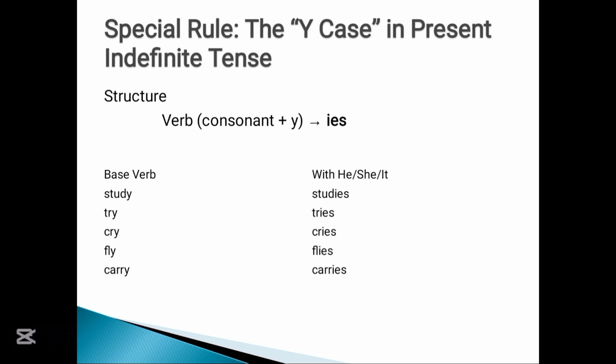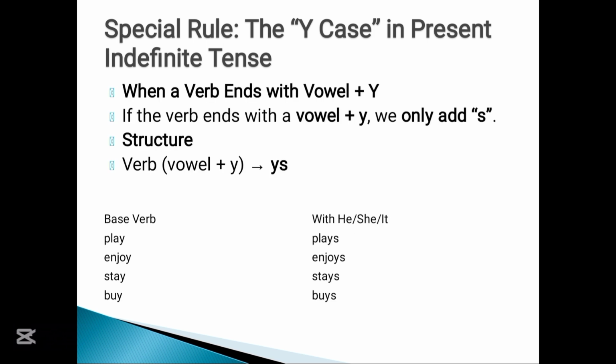Now we're going to move toward the next situation. When a verb ends with vowel plus y, we only add s, like play into plays, enjoy into enjoys, stay into stays, buy into buys.